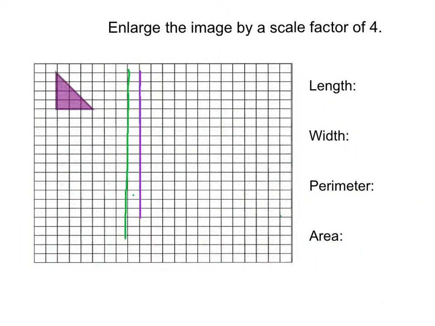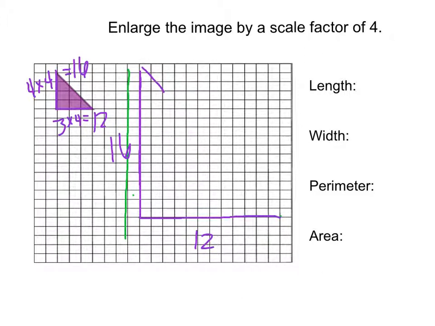Our next problem says to enlarge the image by a scale factor of 4. And we have a picture of a right triangle, so we're going to count how long each side is. So the first side is 1, 2, 3, 4 units, and the base is 3 units. Enlarge by 4, we'll multiply them both by 4. So our new triangle has sides of 16 and 12 units. The purple line that I already have drawn is 16 units for the side, and then 12 units across. 2, 4, 6, 8, 10, and 12 units for our new base.